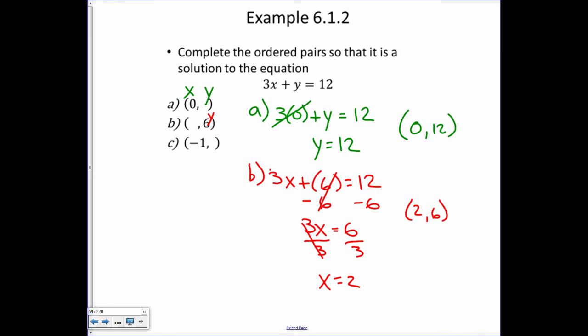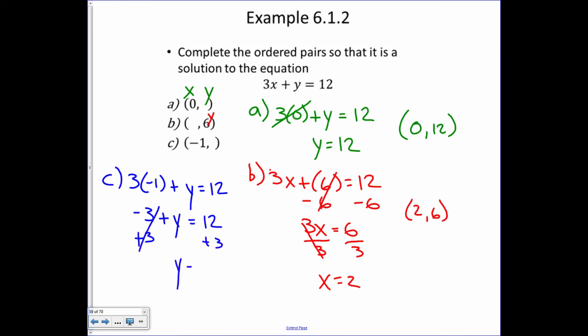And finally, for c, we're now going to let x be negative 1. 3 times negative 1 is negative 3, plus y is equal to 12. We can then add 3 to both sides, and you get y = 15. And so here the ordered pair would be (-1, 15).